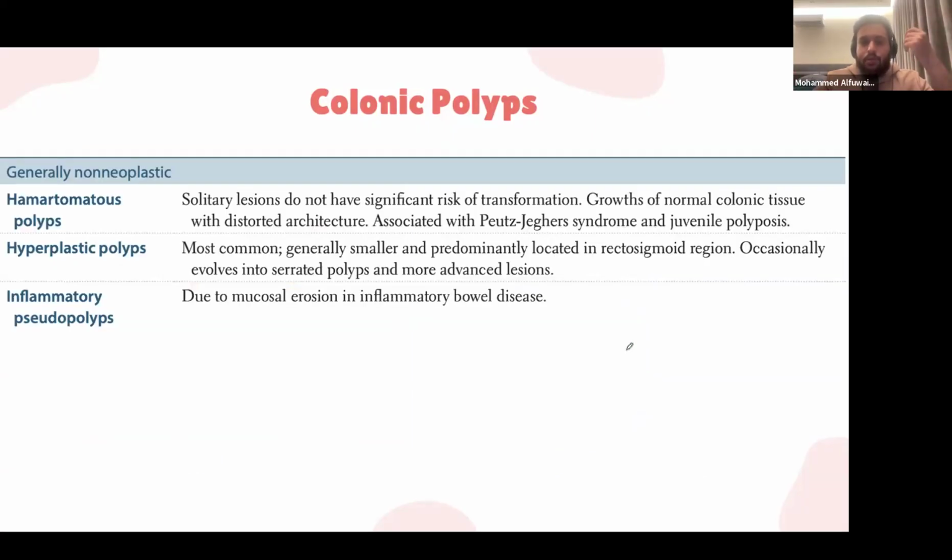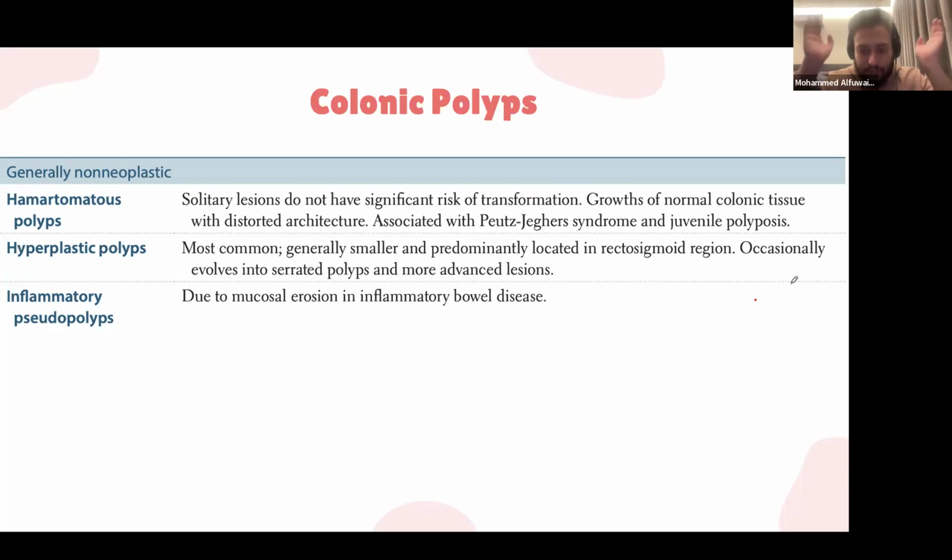Now we go into which one is neoplastic, which one is non-neoplastic, and key important information about this. I'll explain first, then we identify and go into detail with them. So first off, which one is the most common type of polyp? What type of polyp is it?